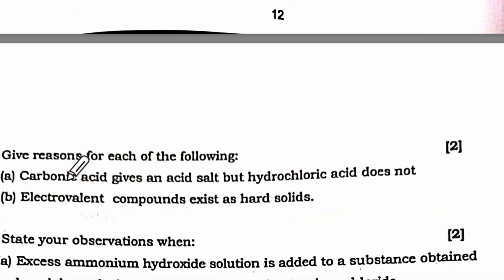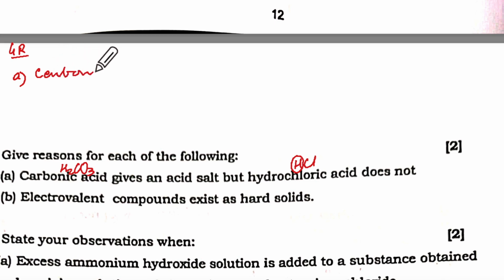What is the give reason? First one, carbonic acid gives acid salt, but hydrochloric acid does not. Now carbonic acid is H2CO3. This is your thinking step, and HCl has this formula. This has only one H replaceable in its aqueous solution, but these are two. So how will you mention in your give reason?